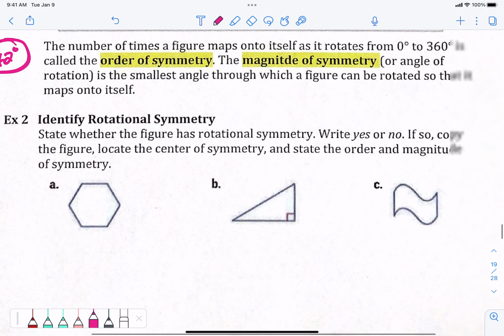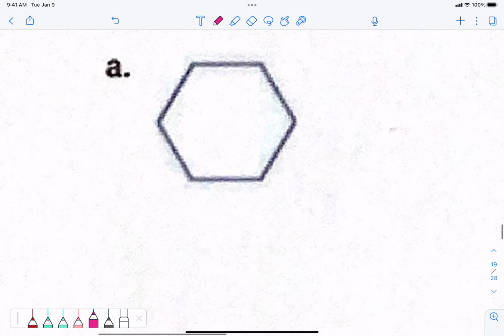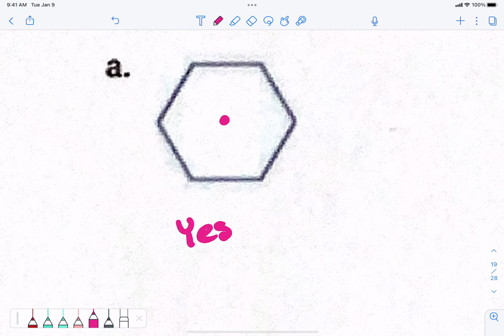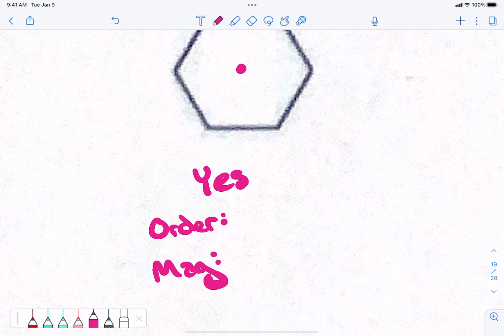So example 2, we've got 3 problems. It says state whether the figure has rotational symmetry. Say yes or no. If so, find the center of symmetry. State the order and the magnitude, okay? So A, does he have rotational symmetry? Can I rotate him and map on top of himself? Yes. Okay. Where is the center that I'm gonna rotate him around? It's like the middle right there. Like we're gonna put a dot there. That's locating the center, okay? And then we need to find the order, and we need to find the magnitude, okay?